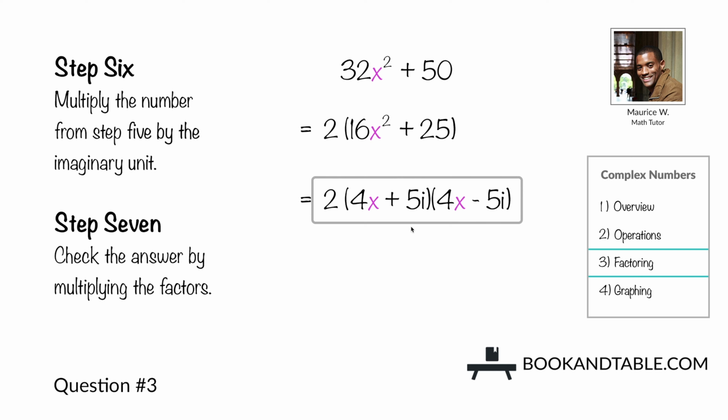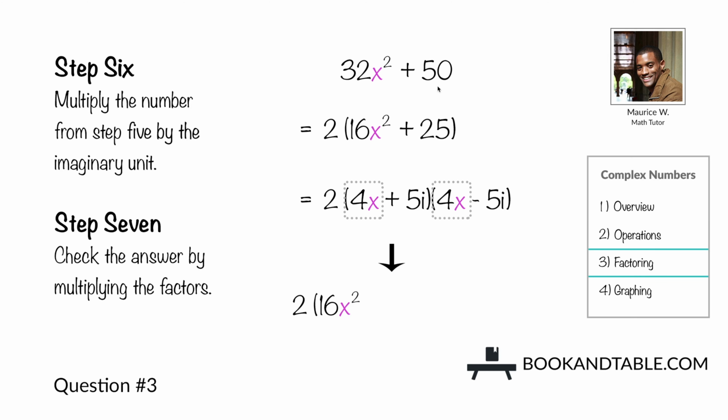And now, step 7, we can check the answer by multiplying the factors to confirm that the final polynomial that we get matches the original polynomial, 32x squared plus 50. We'll start by multiplying the factors in the parentheses, giving us 4x times 4x, which is 16x squared. 4x times negative 5i would give you negative 20xi. 5i times 4x would give you positive 20xi, which would cancel out negative 20xi. And 5i times negative 5i would give you negative 25i squared. i squared is equivalent to negative 1. And negative 25 times negative 1 is equal to positive 25.